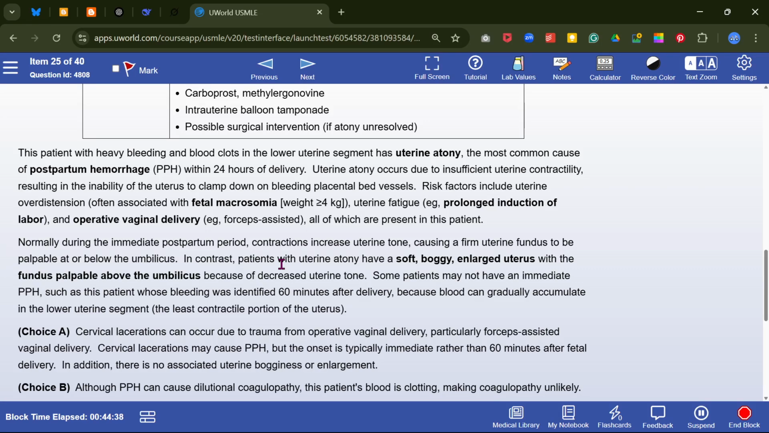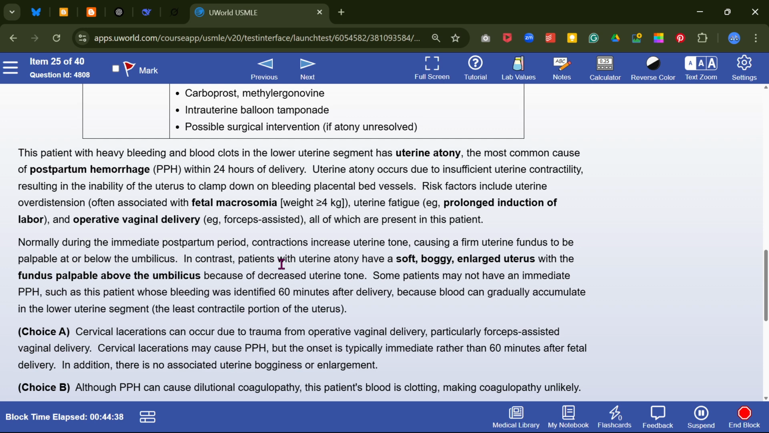Risk factors include uterine overdistension, often associated with fetal macrosomia, weight more than 4 kg, uterine fatigue, prolonged induction of labor, and operative vaginal delivery, forceps assisted, all of which are present in this patient.